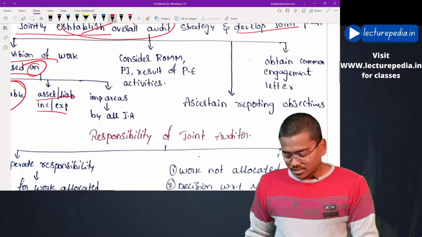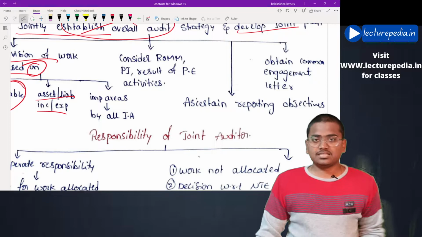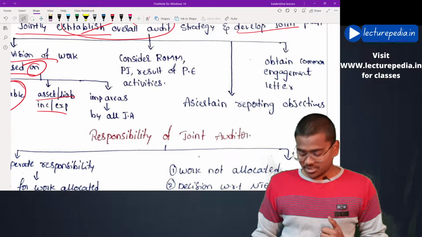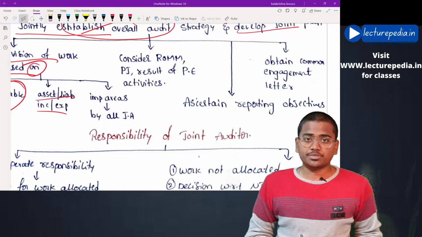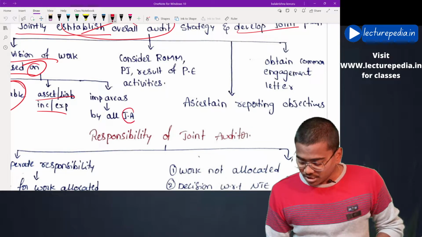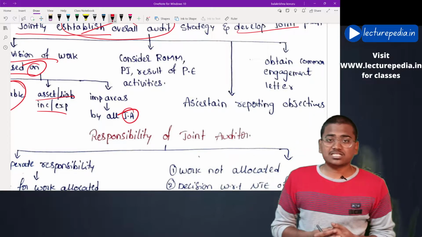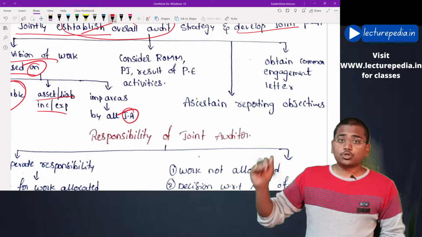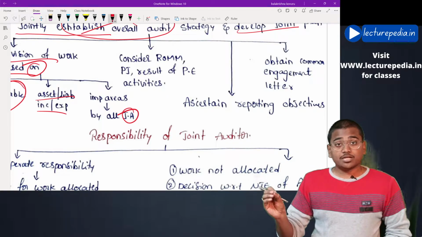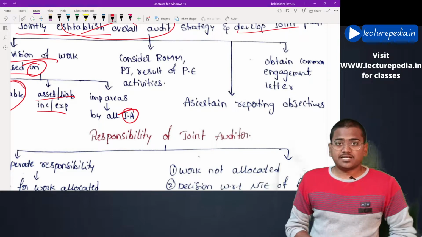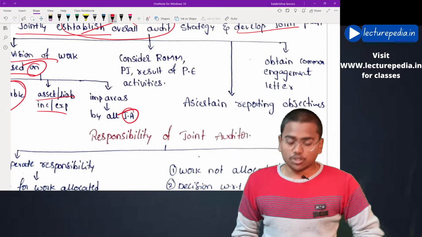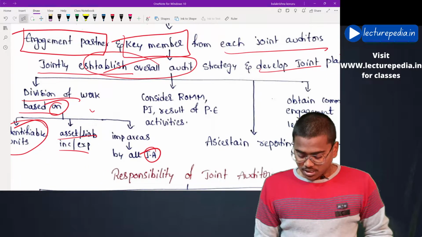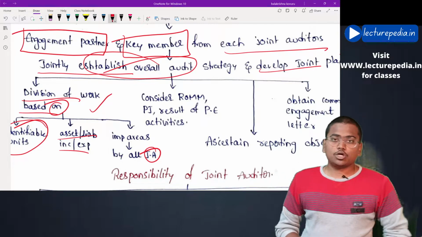And there will be some important areas in the entity which are prone to high risk of material misstatement. Those high risk of material misstatements can be audited by all the joint auditors. The joint auditors can come to a conclusion that these areas in the entity are prone to high risk of material misstatement, thereby both of us will audit these areas. They can arrive at such conclusion in respect of those important areas. Hope this is clear. This is how the audit work can be divided among the joint auditors in respect of a joint audit.